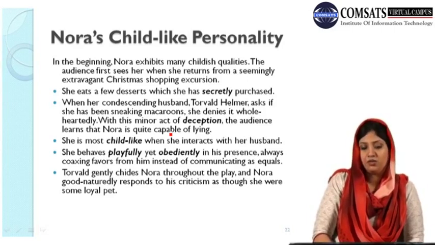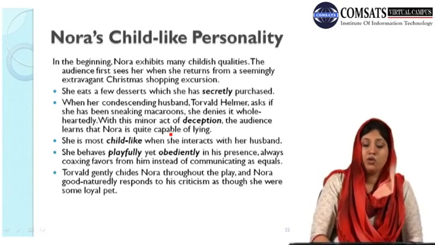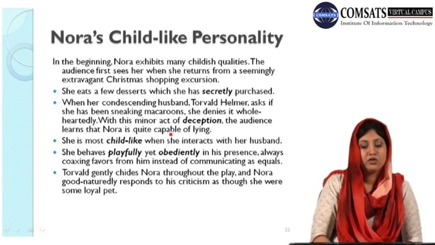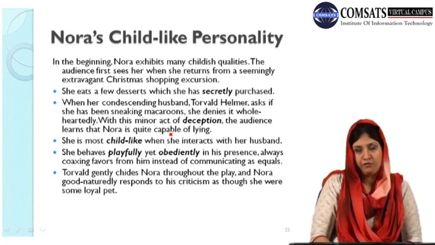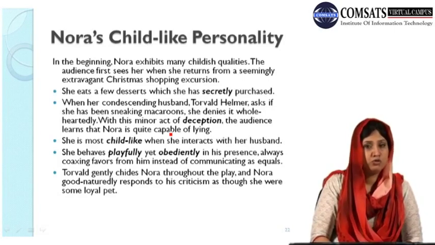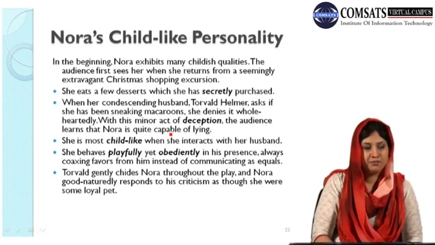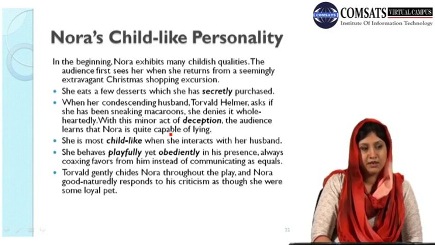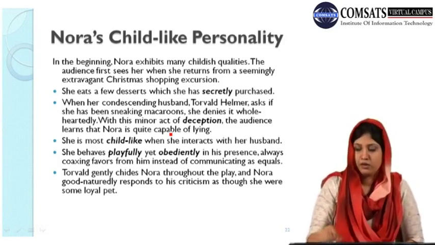So, Torvald gently chides Nora throughout the play, and he keeps on criticizing her for one thing or another. And Nora good-naturedly responds to his criticism as though she were some loyal pet. So it's again a childlike attribute, like a daughter would keep to her father, that a father would keep on telling her what to do, what not to do, and what you have already done probably is not right, and you will not question your father's observation, and you would tend to listen to him for this belief in him that he would not criticize something out of nothing, and there would be something wrong that you would have done that your father is telling you. So that's that kind of relation that we observe in the beginning.